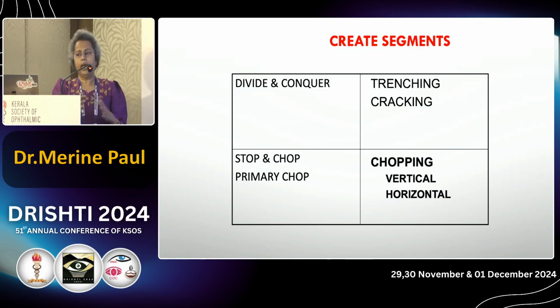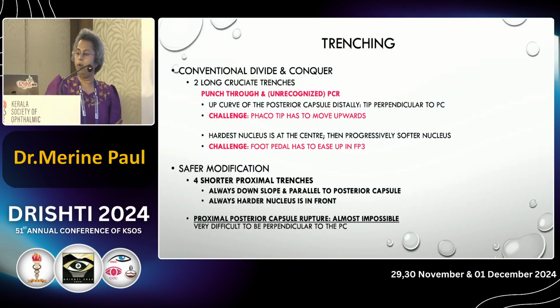We can do it in different ways. In the beginning, we say always start with divide and conquer, because it is much safer and much easier to start off with. It has two steps basically, which are trenching and cracking. Then you move on to the next level, that is top and chop. And then finally, the so-called master's technique is the primary chop. Chopping basically can be either horizontal or vertical.